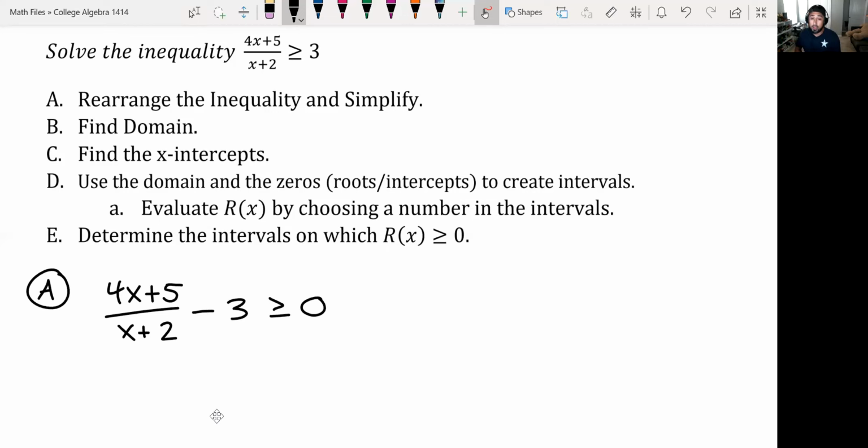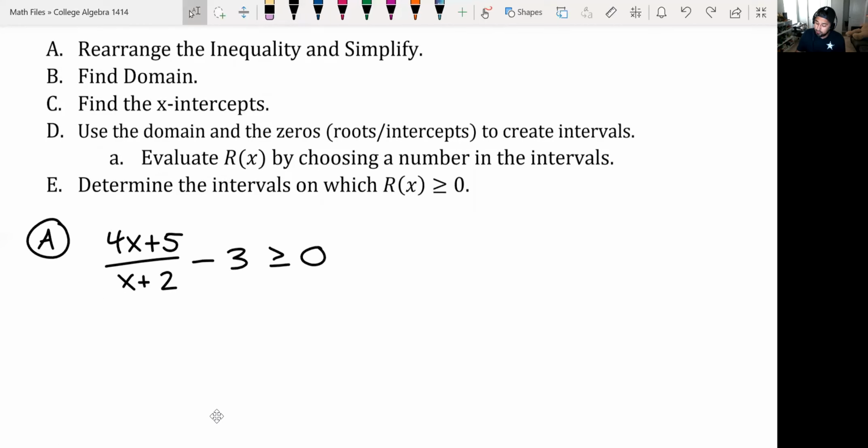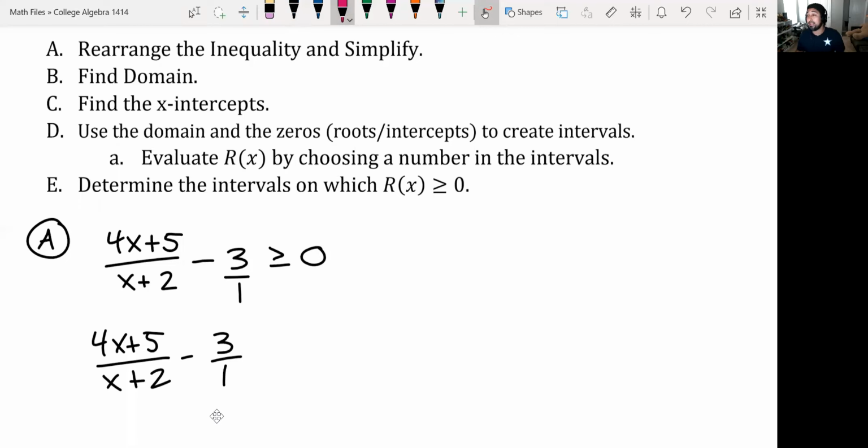Okay, but we're not done because now we need to combine these two terms, which means you need to put 3 as a fraction and multiply by a common denominator. So 4x plus 5 over x plus 2 minus 3 over 1 times the common denominator of x plus 2 over x plus 2, greater than or equal to 0.